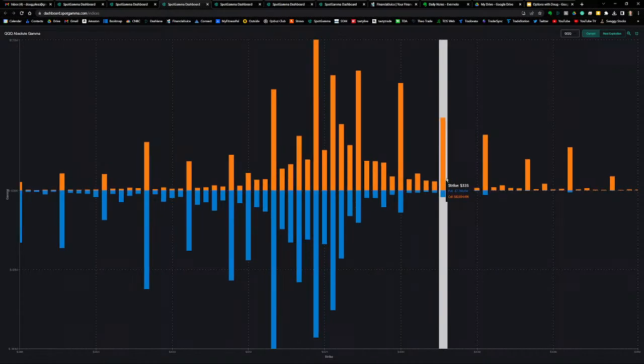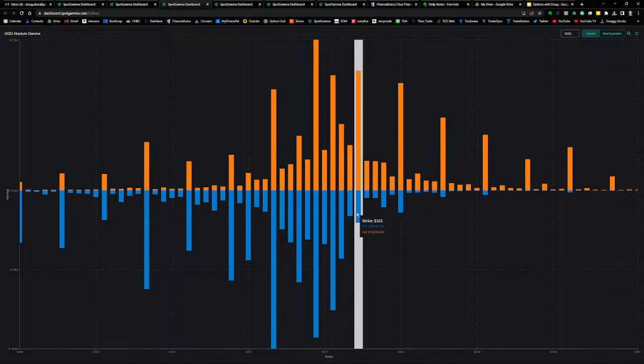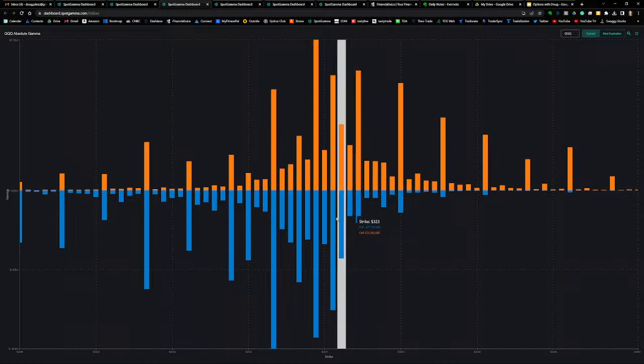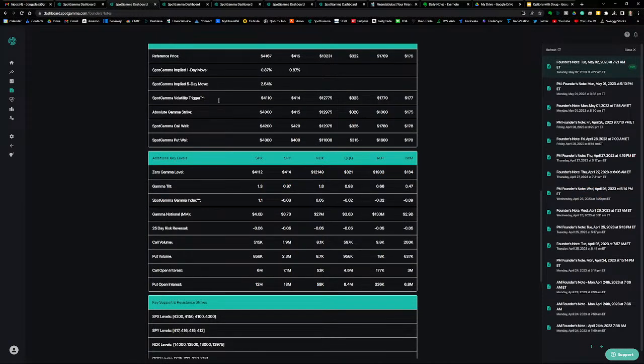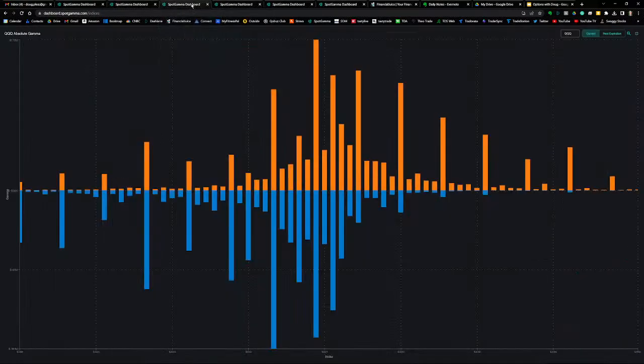So for QQQ, 325 is the key gamma strike, and actually that doesn't look right. It really looks like it should be 320. Let me check something here. Yeah, I got that wrong. Sorry, it should be 320. And that was the same key gamma strike from yesterday, so I just wrote that down wrong. So here we go, there's the 320 key gamma strike, or absolute gamma strike.